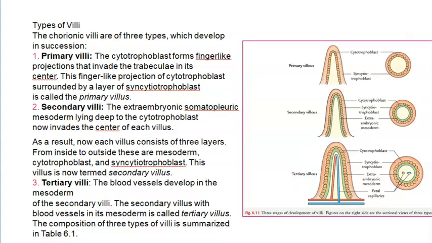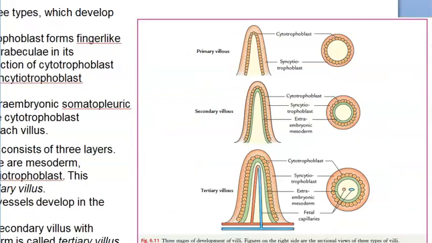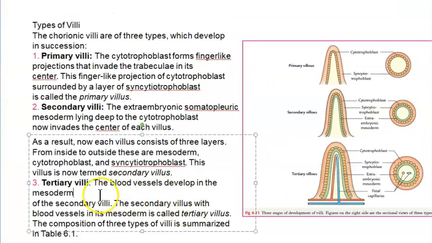So let's look at the diagram and understand that better. The primary villi has what? Cytotrophoblast, syncytiotrophoblast that everybody will have. Then coming to the secondary one, it has some extraembryonic mesoderm inside there. And when it comes to the tertiary villus, it has all those three with the fetal capillaries. So the blood vessels will develop in the mesoderm of the secondary villi. Once the blood vessel develops, you are calling it a tertiary villi. The secondary villus with blood vessels in its mesoderm is called the tertiary villus.